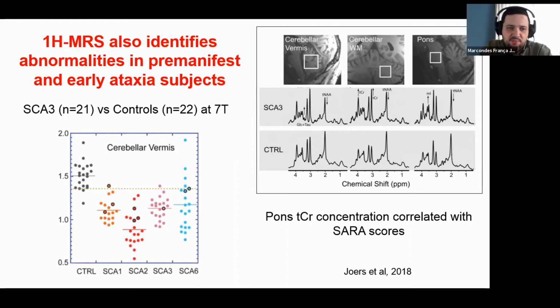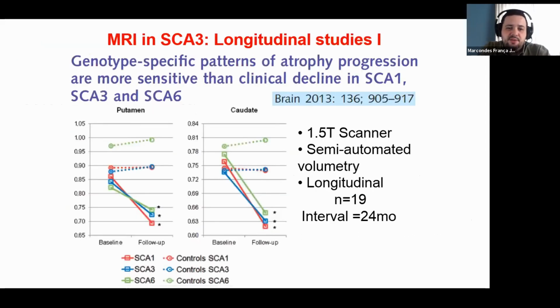So now we're going to move a little bit to show you some data, some longitudinal studies. So I think this is the very first longitudinal study, including patients with Machado-Joseph disease. It was published 7 years ago and actually scanned 19 patients using a 1.5 Tesla scanner and with an interval of almost 2 years. So the main findings here were actually the volumetric reduction of the putamen and the caudate nuclei found in these patients over 2 years.